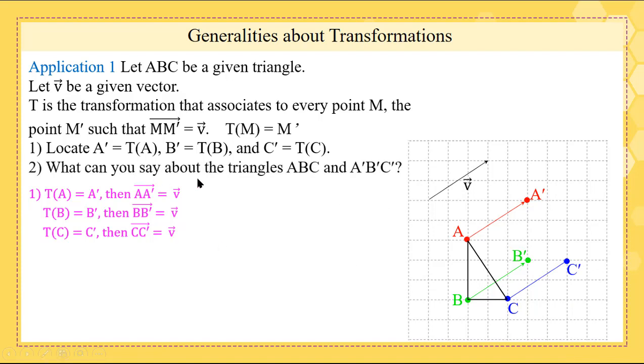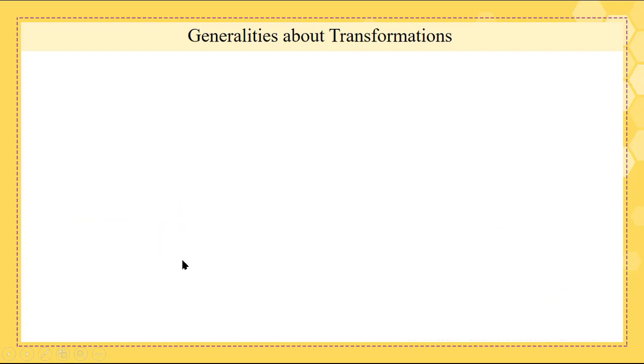Part 2. What can we say about the triangles ABC and A prime, B prime, C prime? Try to answer it. If you match the triangle A prime, B prime, C prime, we notice that the two triangles ABC and A prime, B prime, C prime are congruent triangles.